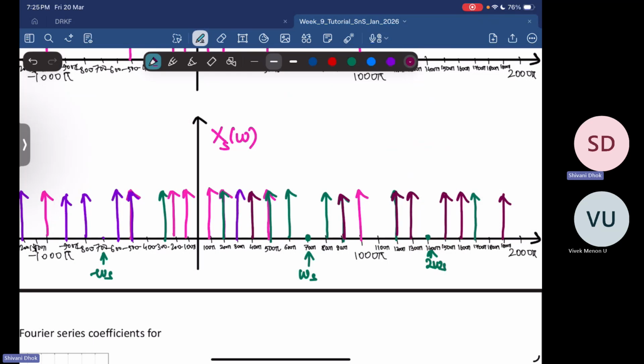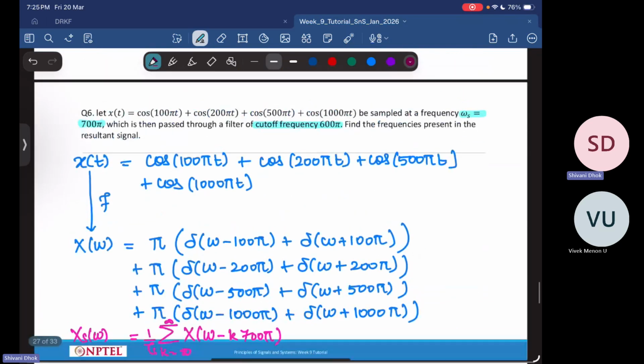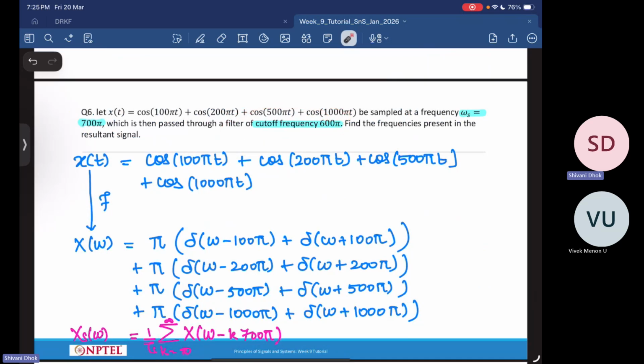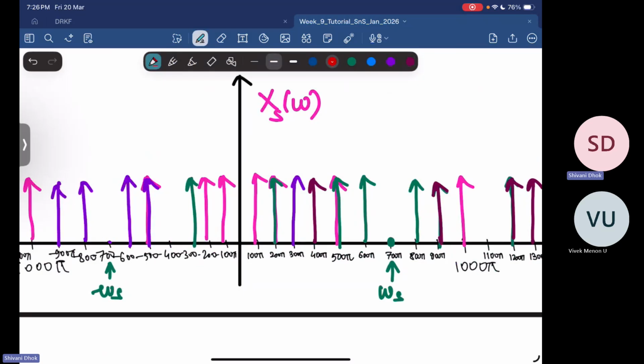Okay, so now what do you have? Then another one will be at 2100. When 2100 minus, you will get more replicas. More replicas, I am not drawing that. Integer multiples of omega s. I am not drawing that because we are not interested in all the replicas. Why? Because after sampling, this particular signal is passed through a low pass filter with cutoff frequency 600 pi. So the cutoff frequency is 600 pi, which is something like this. It is going to pass your 600. It's an ideal filter. So this is what you have.